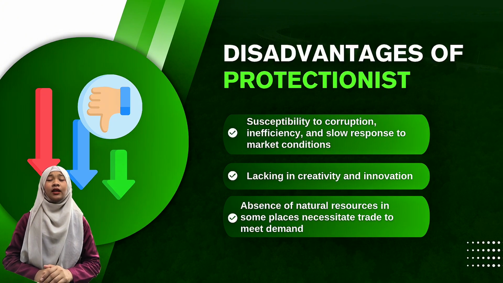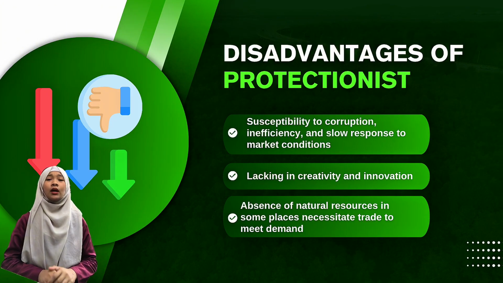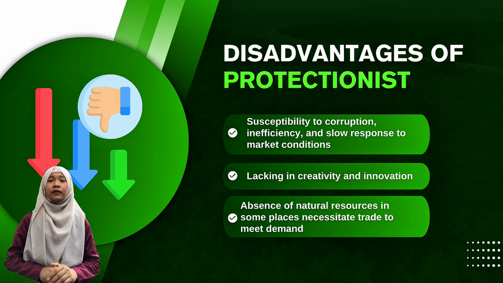First is corruption and inefficiency. Companies protected from competition may become lazy, corrupt, or slow to improve. Second is lack of creativity and innovation. Without competition, businesses may not create better products. Third is limited resources. Some countries do not have enough natural resources, so they still need trade. For instance, Mexico's oil company called Pemex had exclusive control over oil. While it helped the economy at first, over time it became less efficient and faced problems with corruption.